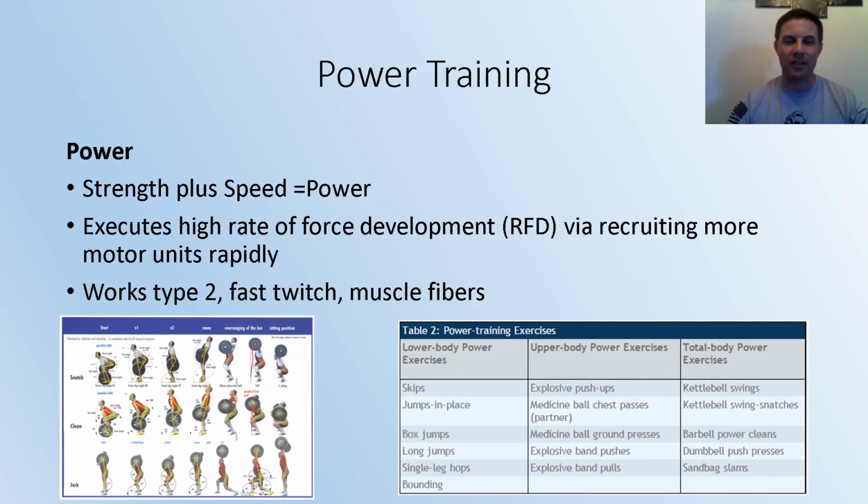Power training, strength plus speed equals power. Execute a high rate of force development by recruiting more motor units rapidly. Works at type 2 fibers. So these are your Olympic movements. These are your explosive, fast power movements and everything else that you do.